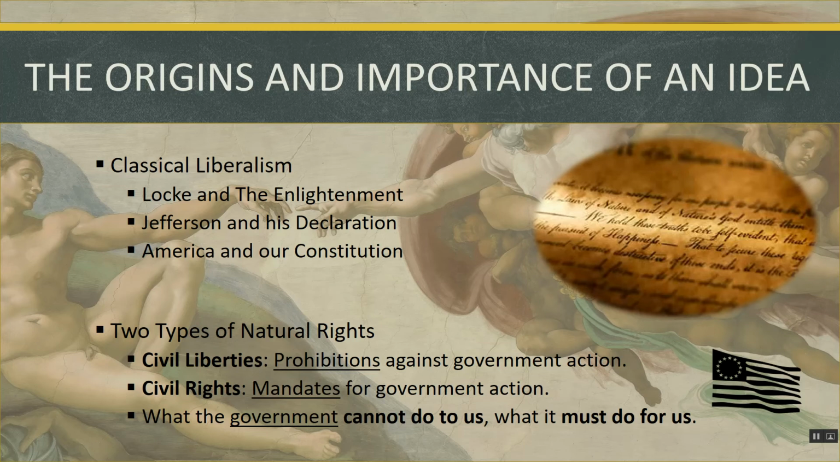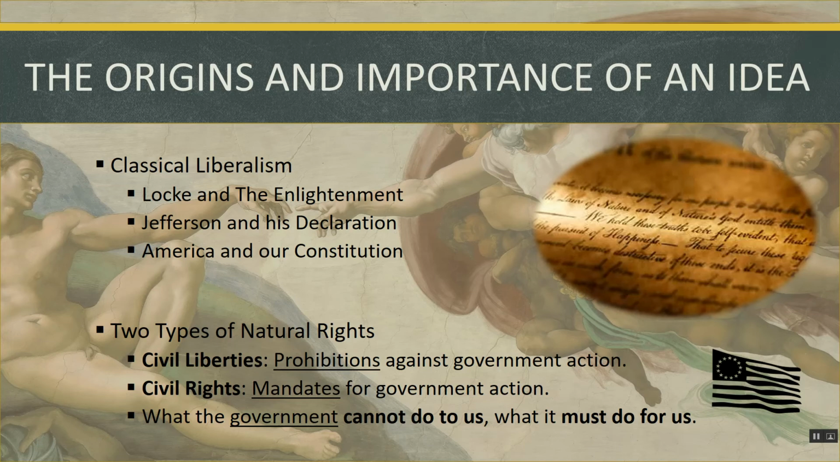There are two types of guarantees that you need to be familiar with for the purpose of this lecture. There are guarantees about what the government cannot do to us, and these protect our civil liberties by prohibiting government actions that would violate individual freedoms. Then, there are also guarantees about what the government must do for us. And these protect our civil liberties by mandating government actions that help to promote equality.